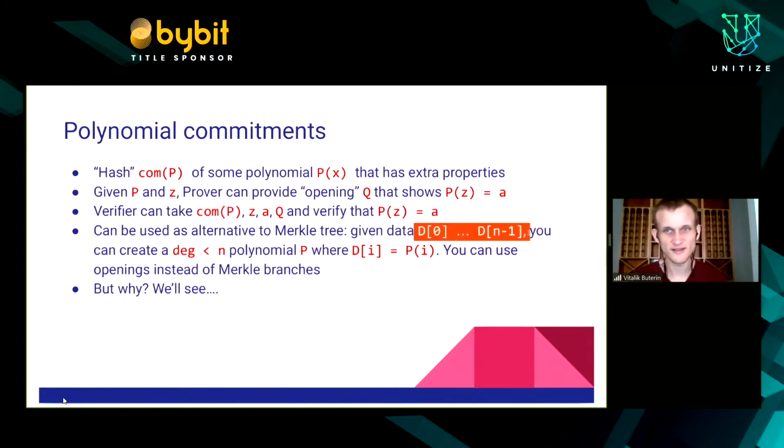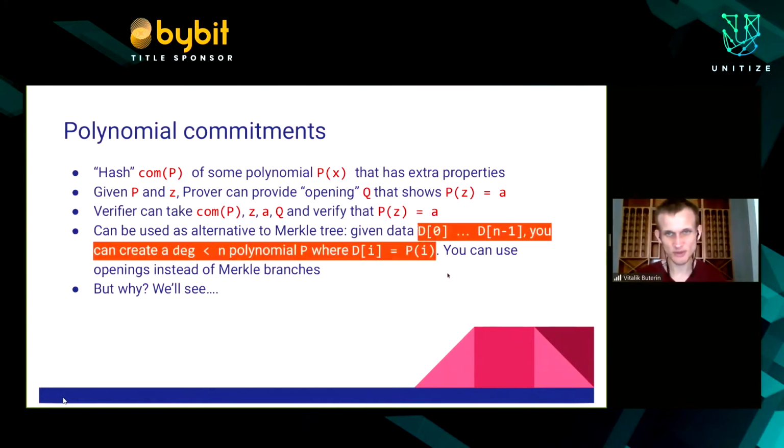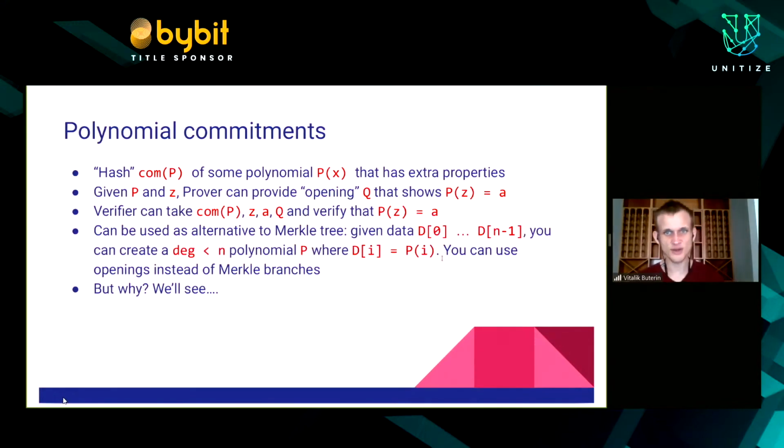So if you have a bunch of data, d_0, ..., d_{n-1}, you can just represent that as a polynomial where the ith element in the data just equals the polynomial evaluated at point i, right? And it's actually very easy to construct polynomials like this. You can use Lagrange interpolation, for example, and there are a lot of algorithms for this.